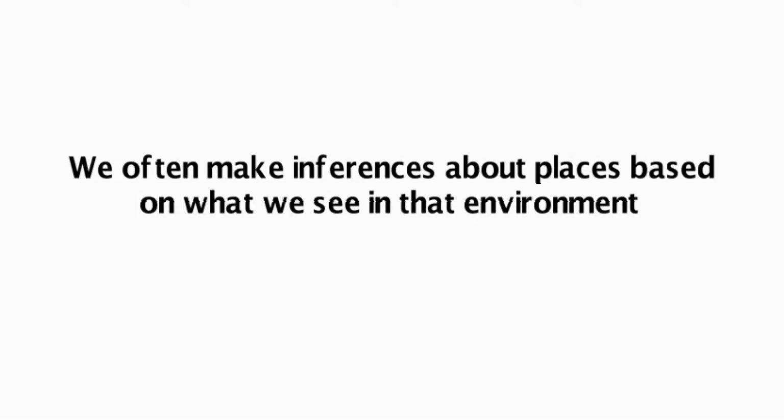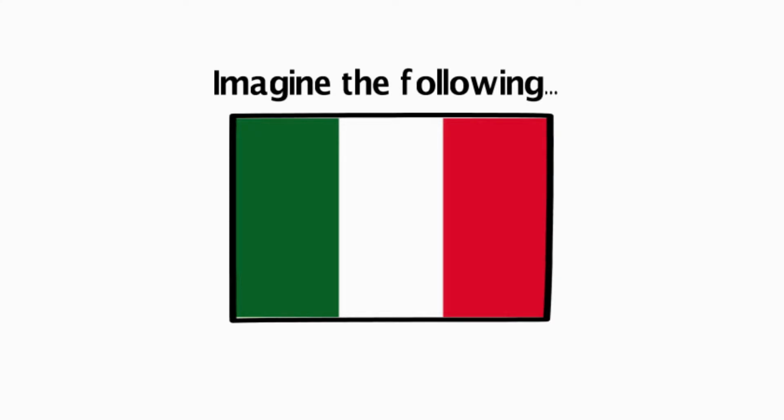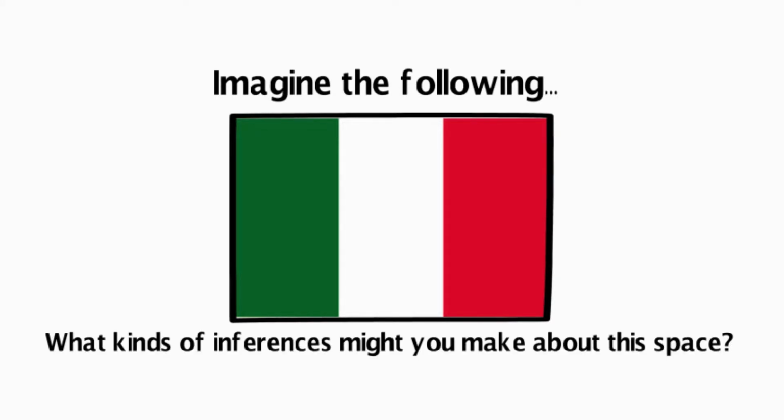We often make inferences about places based on what we see in that environment. For example, imagine the following. You walk into a restaurant that has an Italian flag on the back wall. What kinds of inferences might you make about this space?